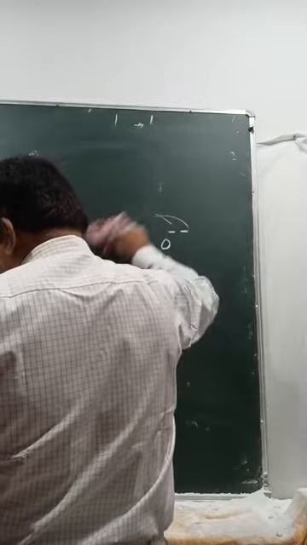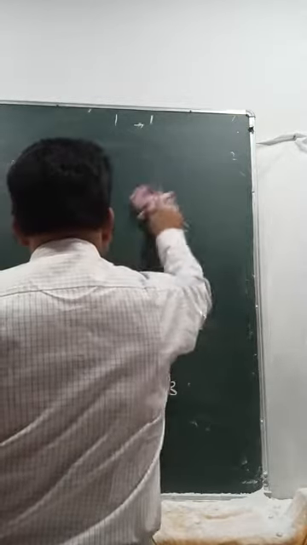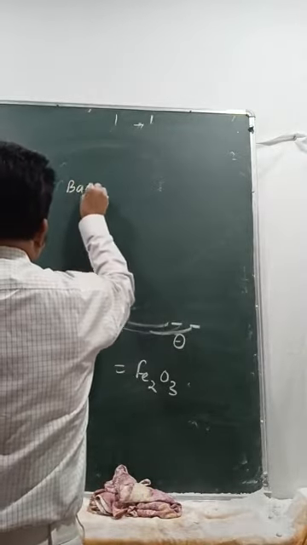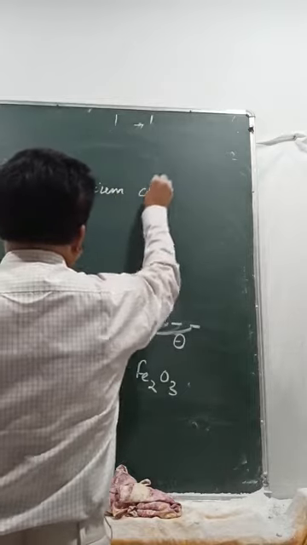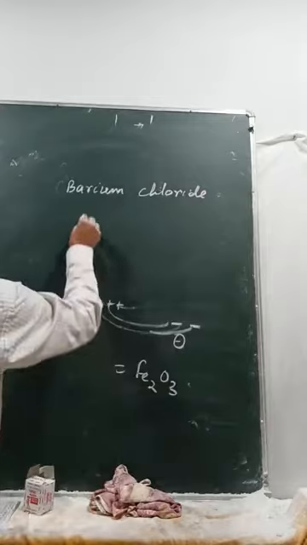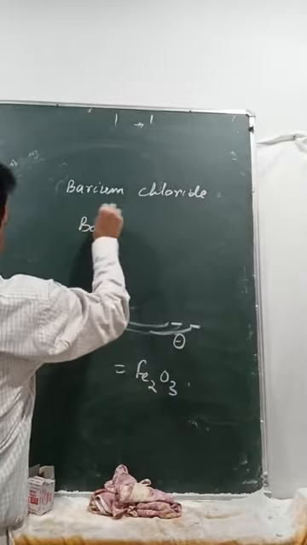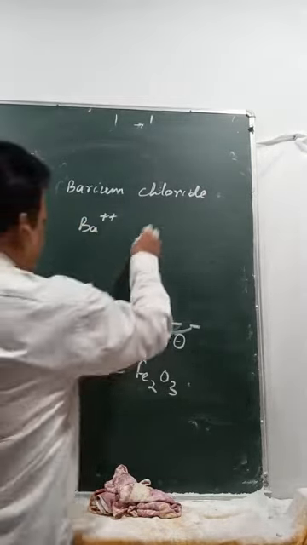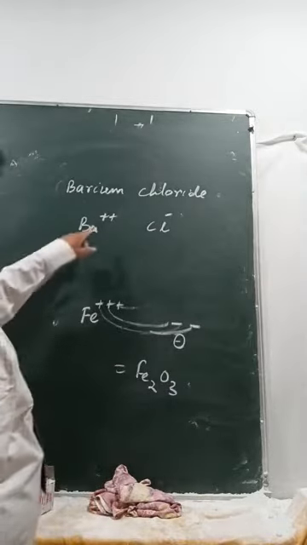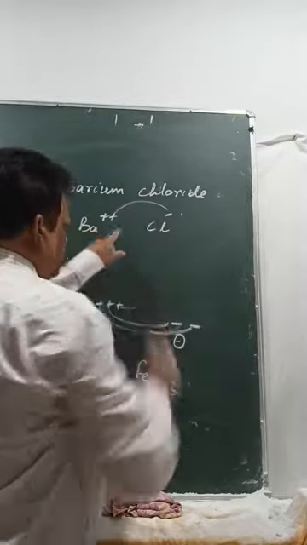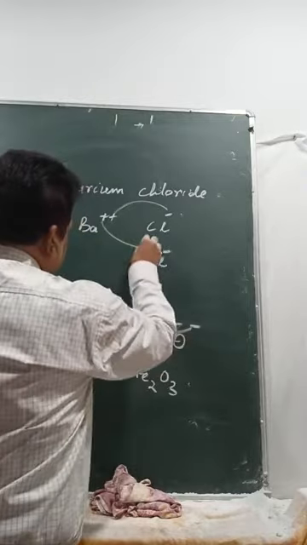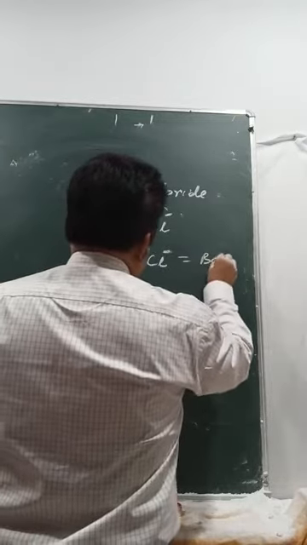Take one more, barium chloride. Barium Ba, its valency is 2. Chlorine, its valency is 1. So what I have to do here? So 1 will neutralize this. Still 1 more is there. That means you need 1 more chlorine here. So that the result is BaCl2.